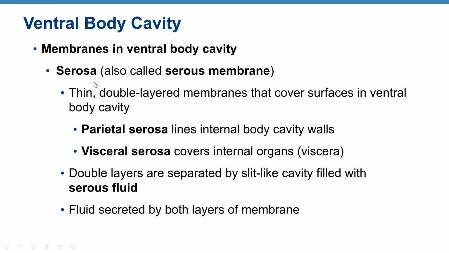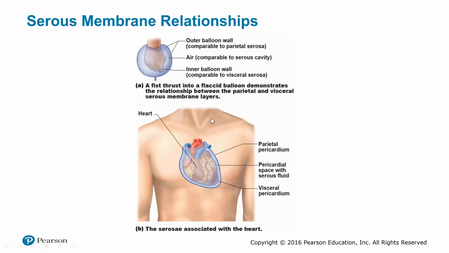Membranes in the ventral body cavity: serosa, also called serous membrane. It's a thin, double-layered membrane that covers surfaces in the ventral body cavity. And serosa, because it's double-layered, is always divided into parietal serosa, which lines internal body cavity walls, and visceral serosa, which covers internal organs. Double layers are separated by a slit-like cavity filled with serous fluid. And the fluid is secreted by both layers of the membrane.